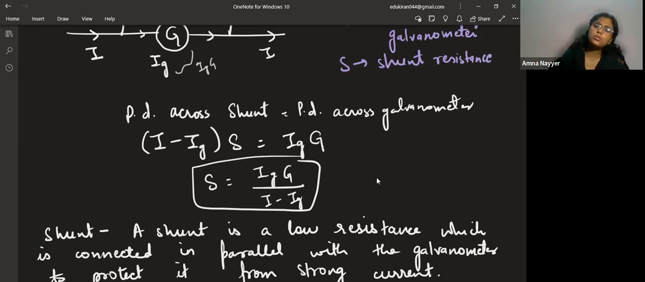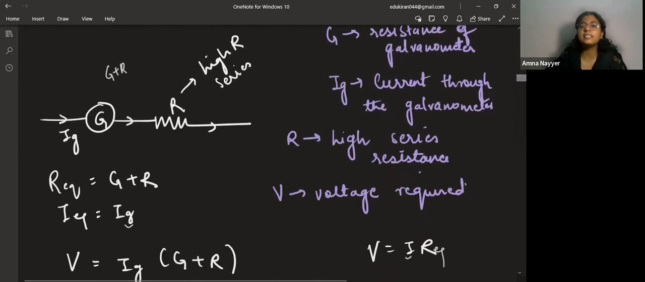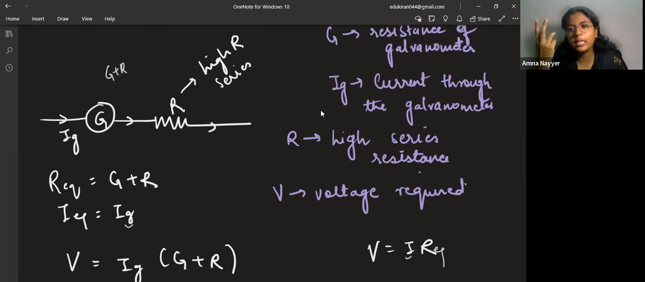Now, if you just do the opposite, if you take a high resistance in series, your voltmeter will be constructed. If you take the galvanometer, current is flowing through the galvanometer, and there is a high series resistor. So the galvanometer and resistor are connected to each other in series. If they are connected in series, you can straight away apply Ohm's law. So Ohm's law is valid till here.